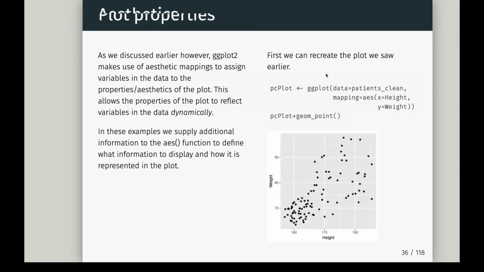What's really nice though is that we should be able to not just map things like color to a constant value, but actually map color or other features of our plot to elements of our data frame. So columns of our data. So we're going to recreate our point plot we saw earlier on. Very simple data, the aesthetic mapping, X is height, Y is weight, geom point.